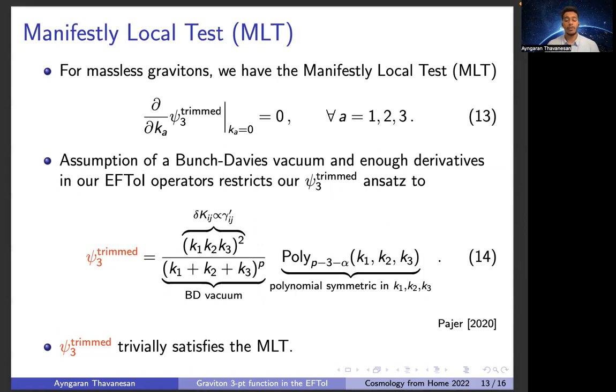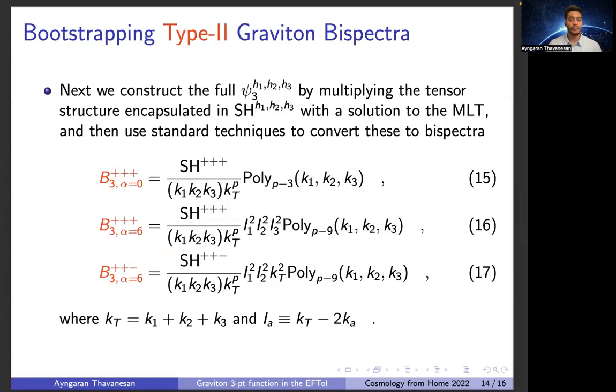Due to the prefactor of k1, k2, k3 all squared, psi3 trimmed trivially satisfies the MLT. So all rational functions with poles only occurring when k1 plus k2 plus k3 equals 0 are admissible. Hence, we can now construct psi3 trimmed for each alpha, which are consistent with manifestly local interactions. So now we can construct the full wave function coefficients by multiplying the tensor structure encapsulated by the spinor helicity variable with a solution to the MLT, with the symmetries of the MLT solution fixed by the symmetries of the tensor structure.